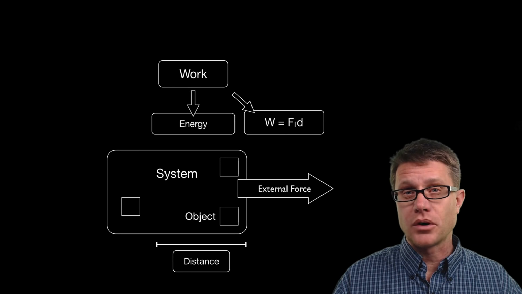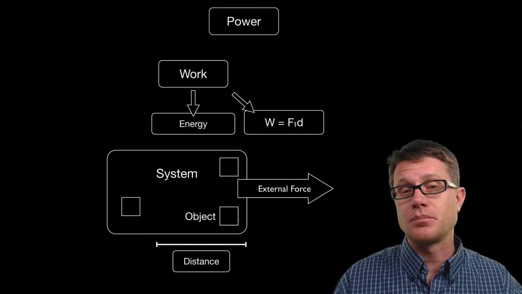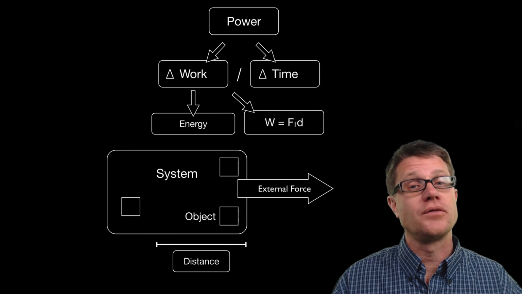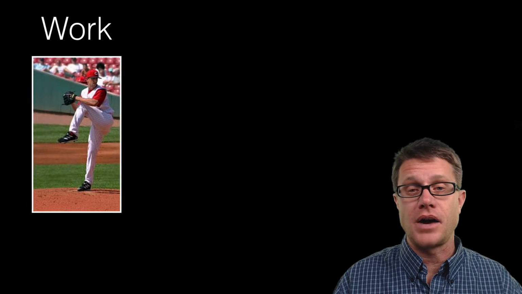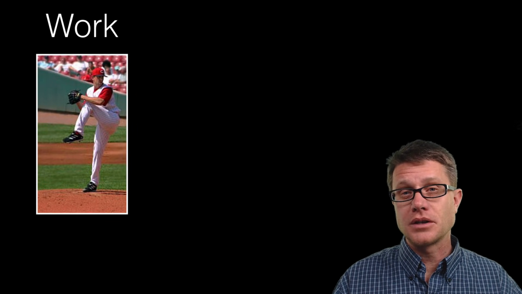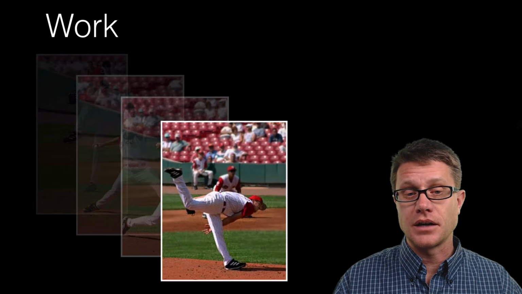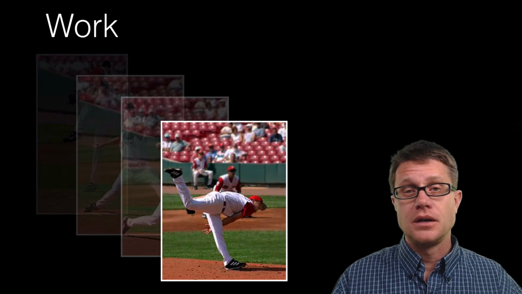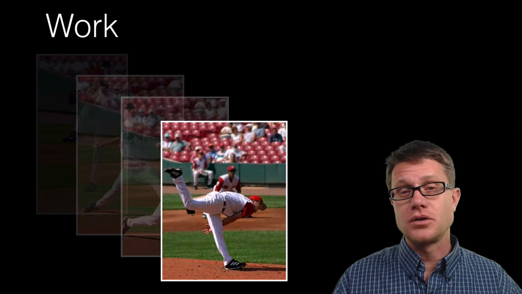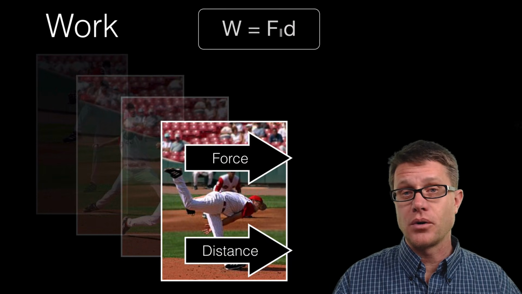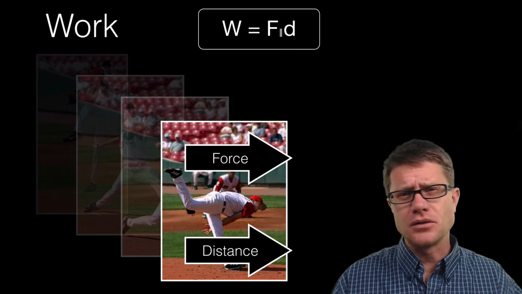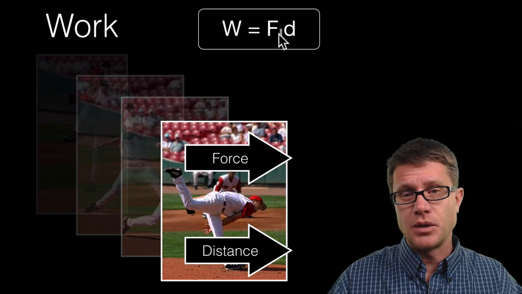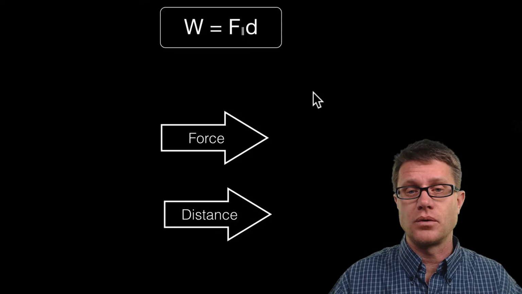Now, we could have moved it more quickly, and so another measurement is power. Power is simply the change in work over the change in time. If we move it more quickly, then we have a higher power. And so work is applying a force to an object to move it a given distance. So when this pitcher throws the ball, he's doing work on the ball. And so what are the two things that we need? We need to have a force and we need to have a distance. And those two things have to be in the same exact direction. And so the force has to be parallel to the direction in which we're moving it.